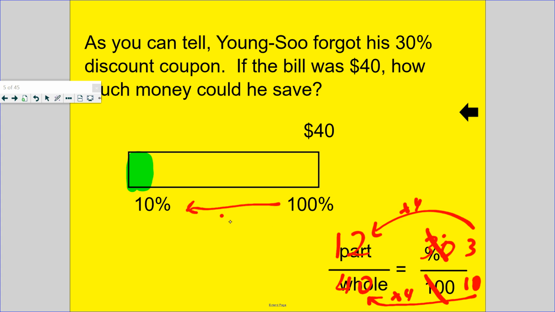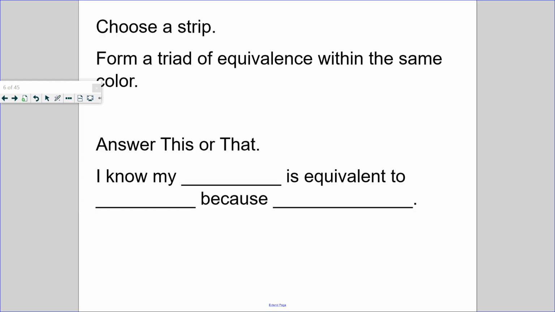Again, 100% to 10%, divide by 10. 40 divided by 10 is $4. So every 10% is $4. So how do you build to 30%? Times 3, $12.